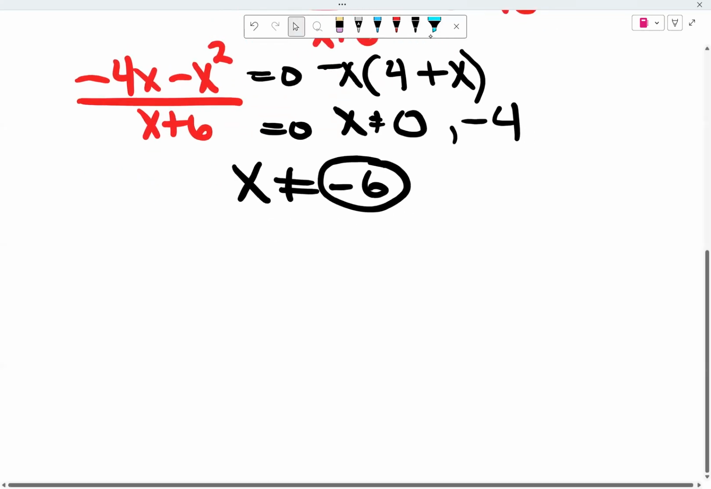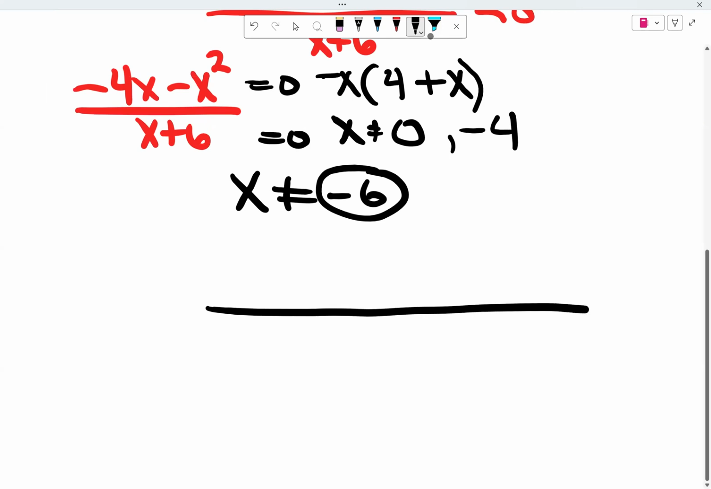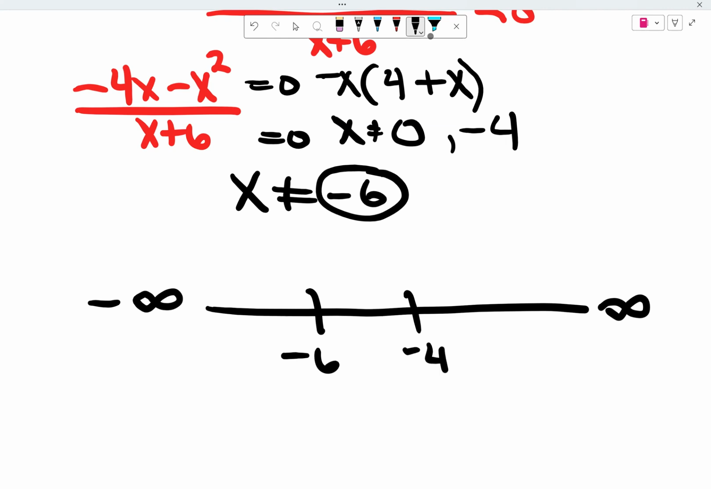So that means here's my number line. Back to that number line thing. -infinity to infinity. Here's -6. Here's -4. Here's 0. So my test points. Let's play test point. For my test points, I'm going to try -7. Let's go with -5. Let's go with -1. Be simple, and 1.